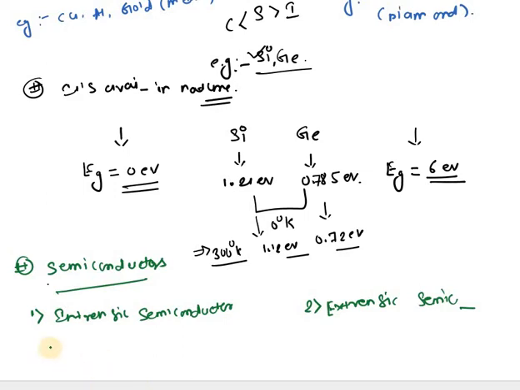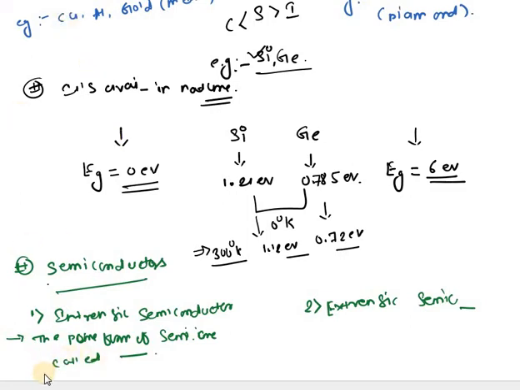So as far as intrinsic semiconductors are considered, the pure form of semiconductors are called intrinsic semiconductor. What is the definition? The pure form of semiconductors are called the intrinsic semiconductor. That is, whatever semiconductor materials are available in nature, they are available in the purest form.